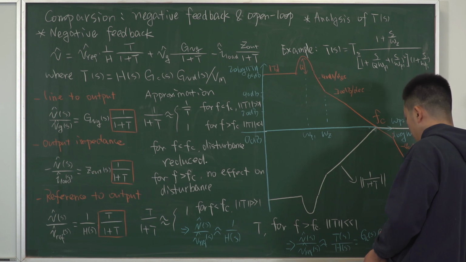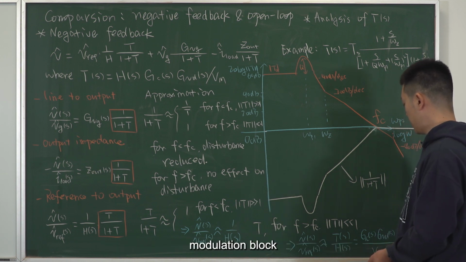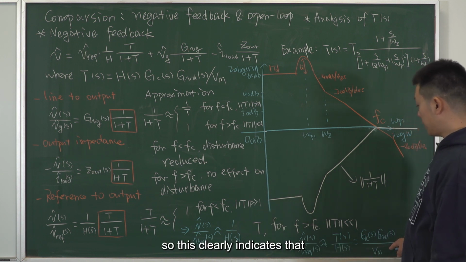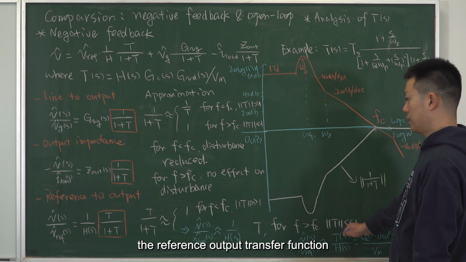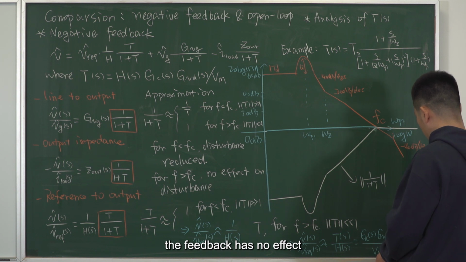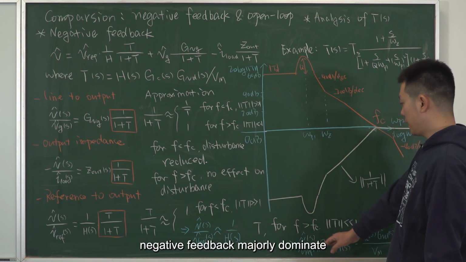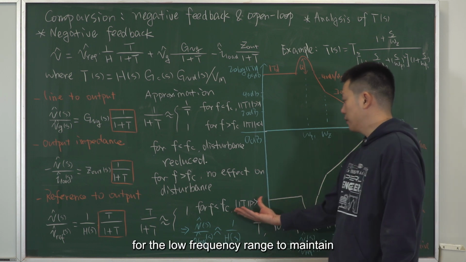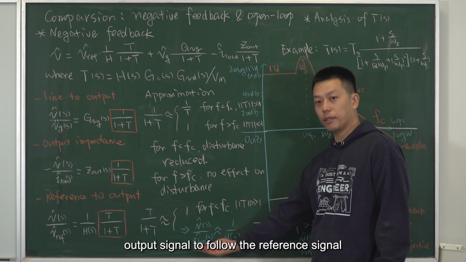It will equal the compensation block times the controlling block divided by the pulse width modulation block. So this clearly indicates that for high frequency, the reference to output transfer function, the feedback has no effect. So the negative feedback mainly dominates the low frequency range to maintain a precise control of the output signal to follow the reference signal.